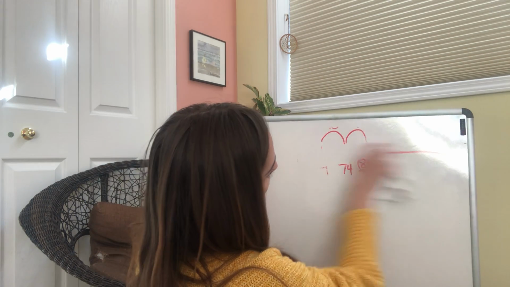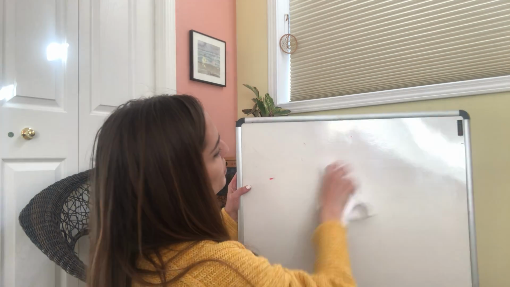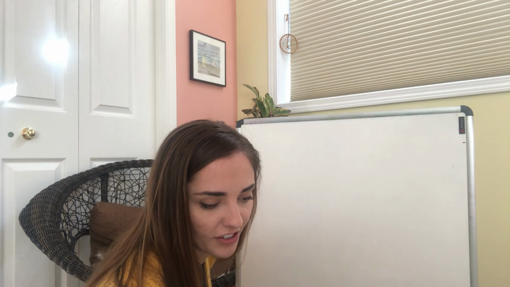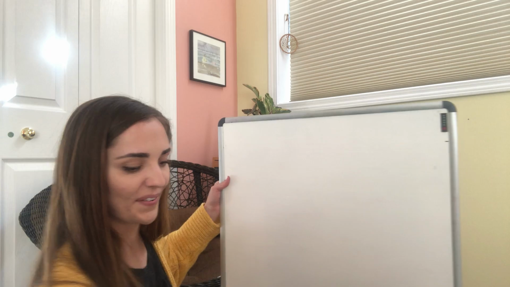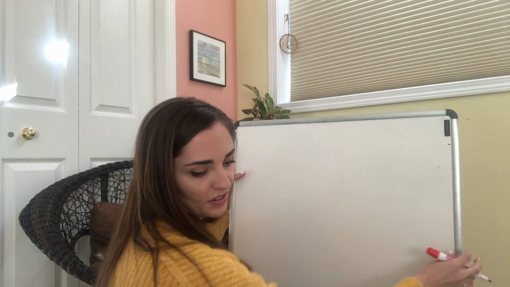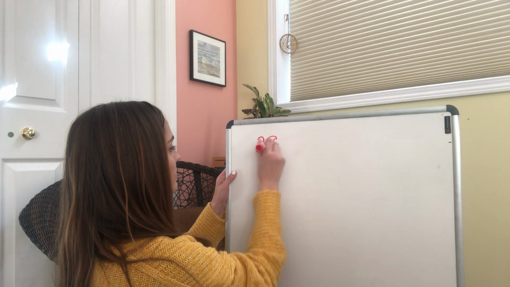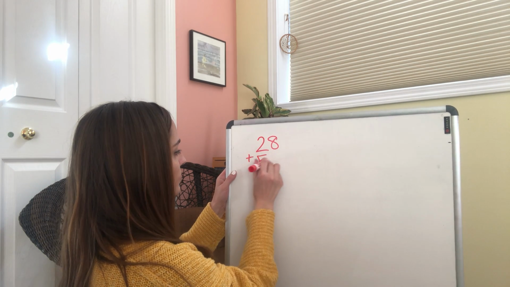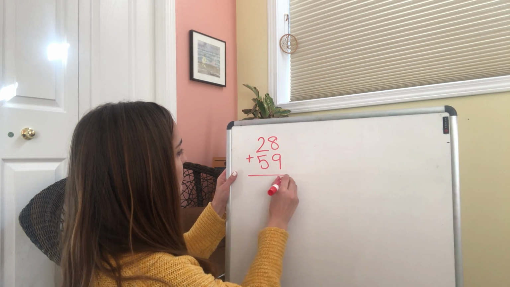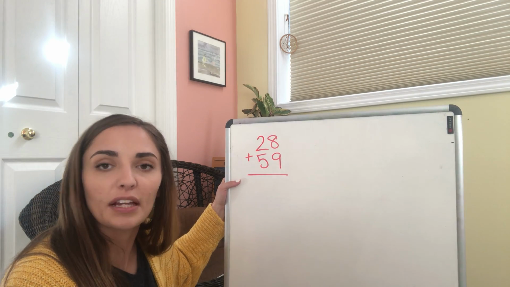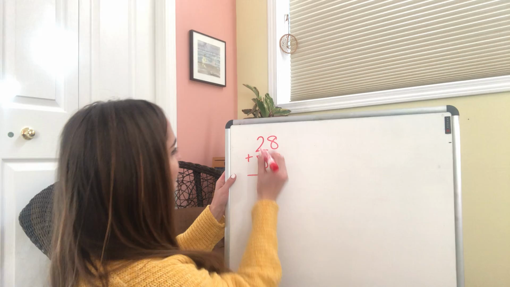Okay, and we'll show just one more problem in this video. And then I will show for day 4, that story problem, in a different video. So let's do 28 plus 59 on this one. Okay, 28 plus 59. And on this one, let's do another place value. We'll show it that way.